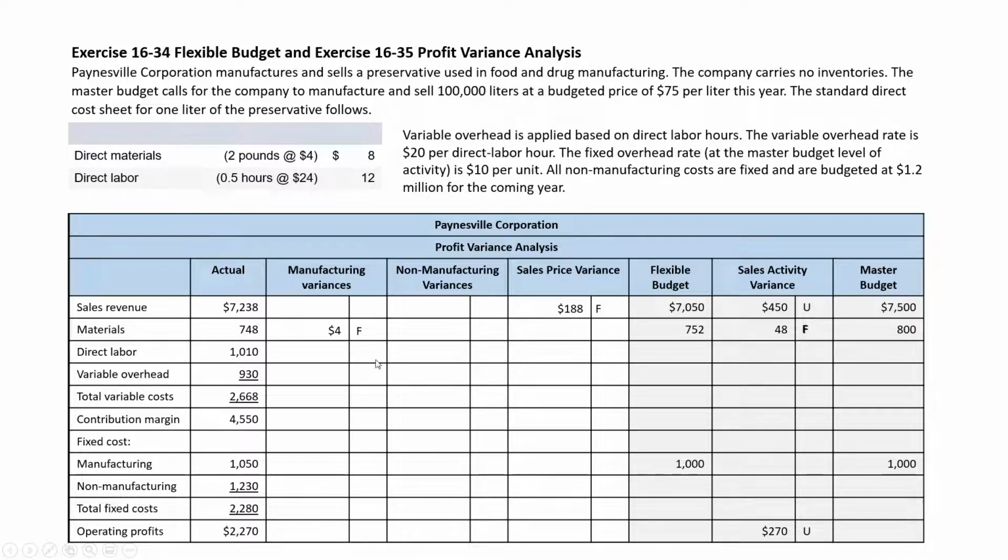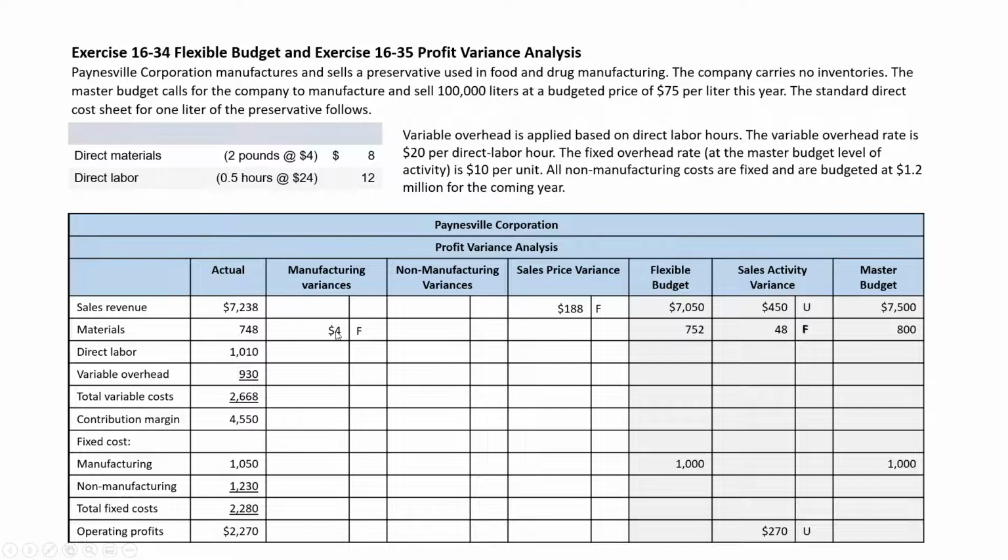Now, I do want to stress again, sales activity variances only have to do with the activity varying 100,000 versus 94,000. On our other side here, that has nothing to do with activity level variances because both of these numbers, actual and flexible budget, are based upon that actual 94,000 activity level. But then you may say, well, what's causing the difference?